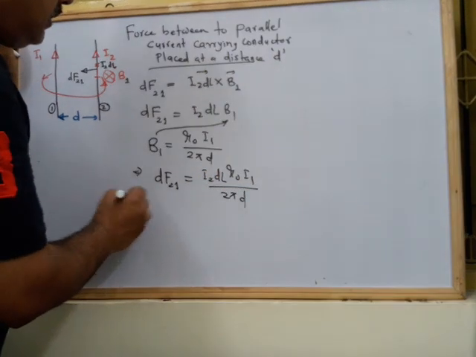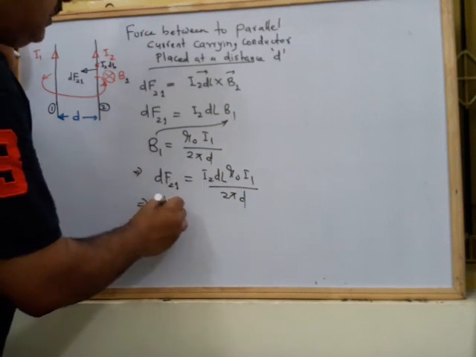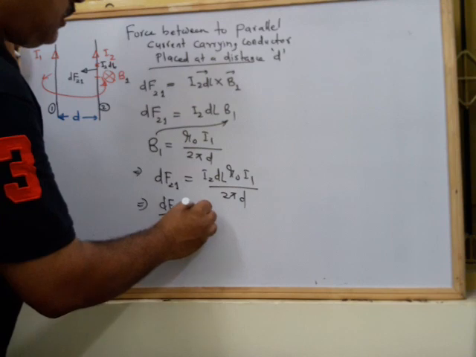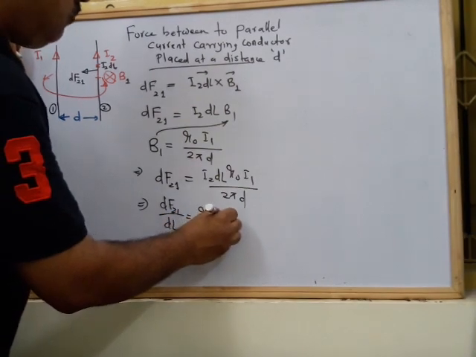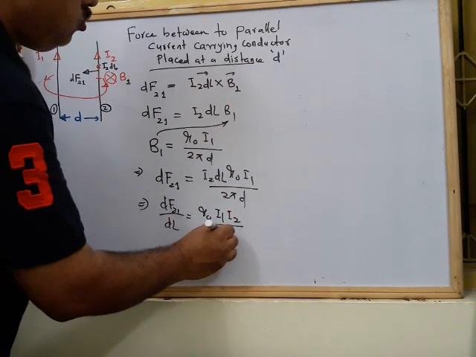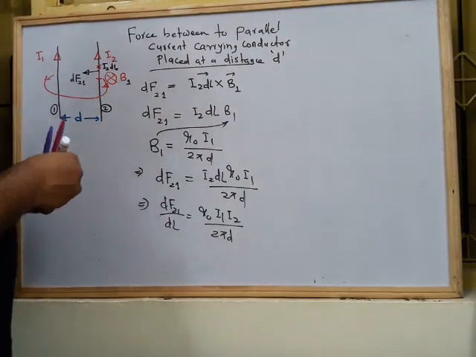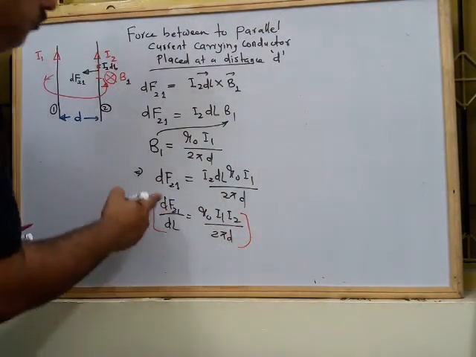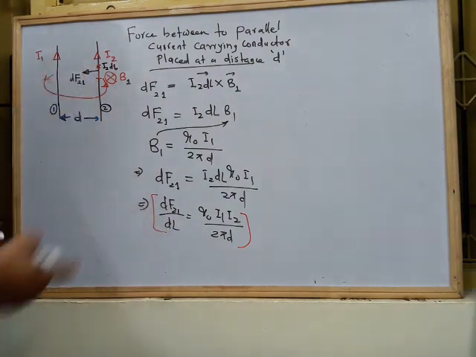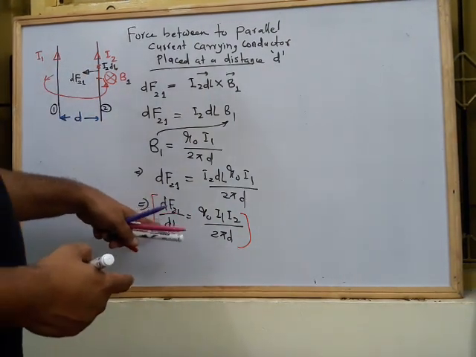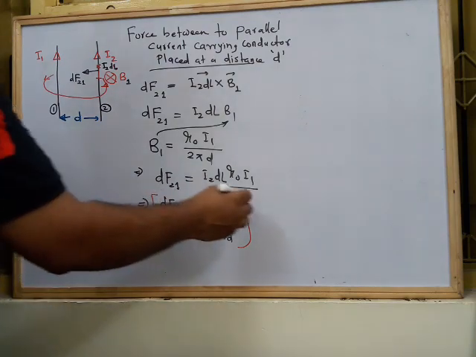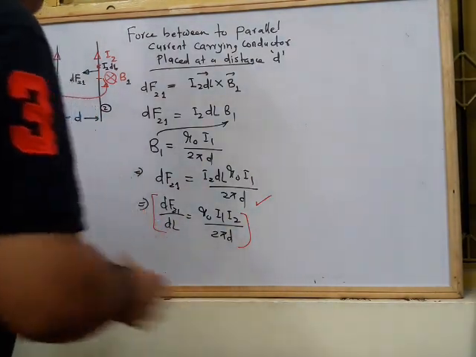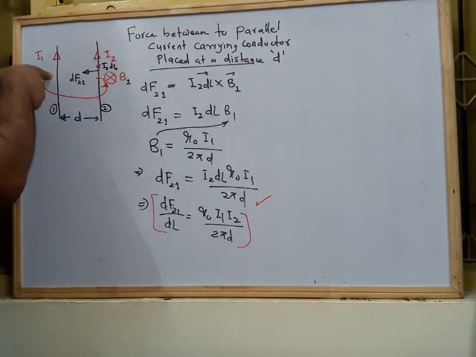Now after that, if you want to find this dF21 upon dl, then you find it as mu naught I1 I2 upon 2 pi d. So this is the most important expression: the force per unit length on this wire. This is the force per unit length on this wire, and this is the force on this wire.